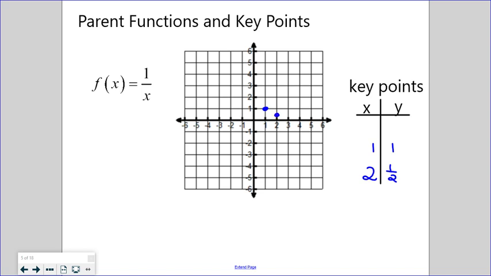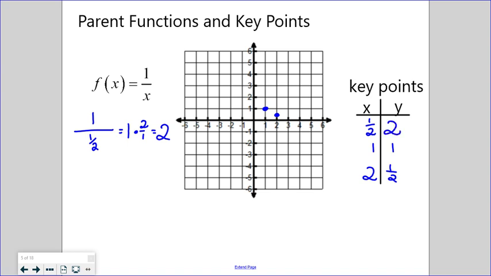And the last one I plug into this one is actually 1/2. I just want to show you the algebra behind this just so it makes sense. If I were to plug in 1/2 where the x is, I get 1 divided by 1/2. Remember that when we divide by a fraction, it's the same thing as multiplying by its reciprocal, right? So this is the same thing as 1 times the reciprocal of 1/2, or 1 times 2, which is 2. So that's why I get an answer of 2 when I plug in 1/2.